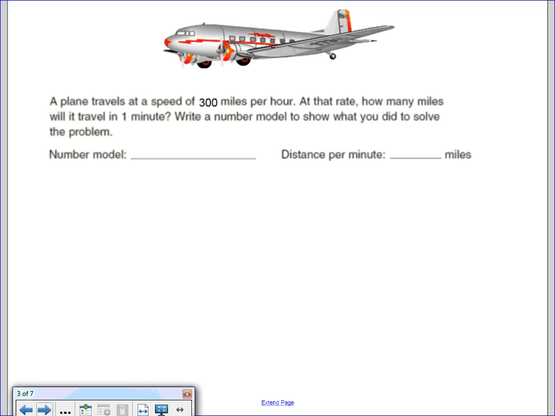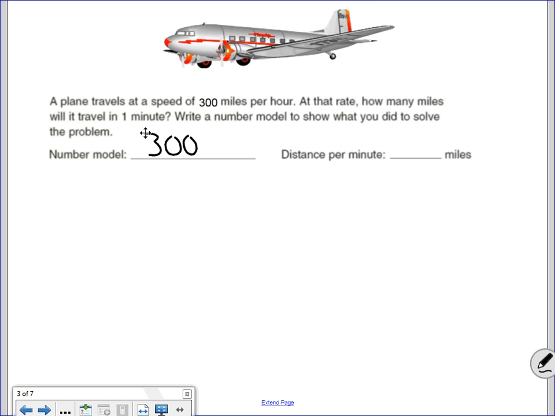Let's take a look here. A plane travels at a speed of 300 miles per hour. Travel a lot faster than that, but we'll just go with 300. At that rate, how many miles will it travel in 1 minute? Write a number model to show what you did to solve it. Well, we're starting off with 300 miles, right? We want to break it down into how many in 1 minute.